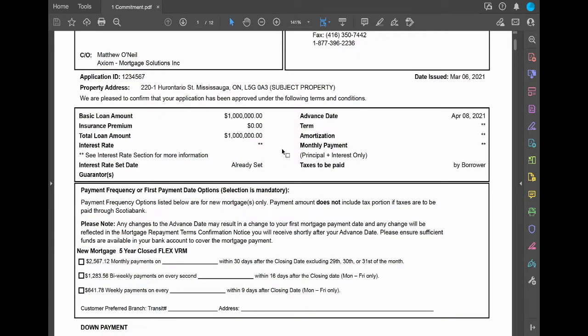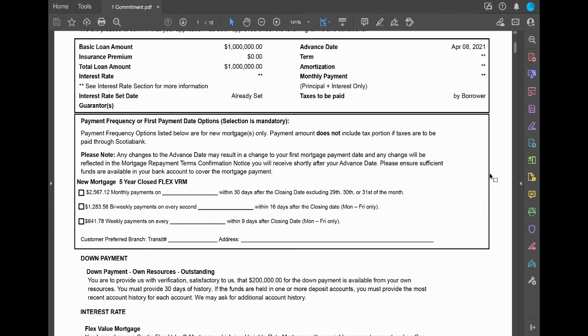This is your basic loan amount details. It has either the total amount of the registered step mortgage, or it has 100% of the mortgage details. This is the advance date of the mortgage, and the taxes to be paid in this case are by the borrower. If you would like Scotiabank to pay your taxes, please let us know and we will make the change internally. Here we have Scotiabank's payment frequency.